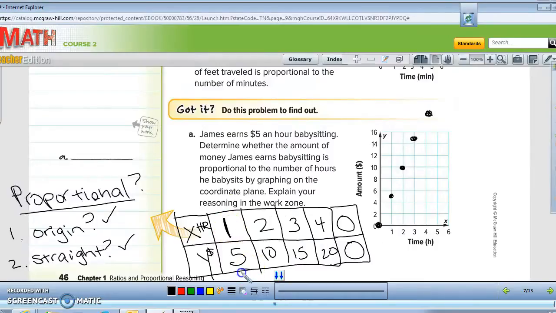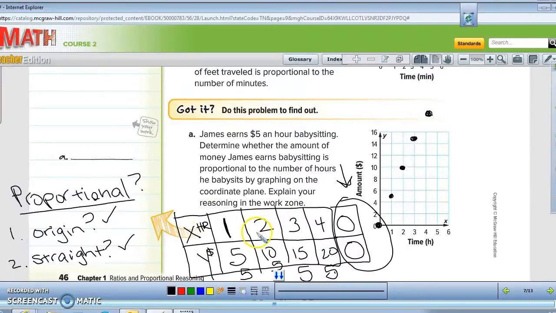If you're not sure if it's straight, look at your points. 5 divided by 1 is 5. 10 divided by 2, 5. 15 divided by 3, 5. 20 divided by 4, 5. Now notice this isn't going to equal 5. But we don't count it because it's necessary for the origin to be on the graph. So remember, that's one of the things it has to do. It has to have the point 0, 0. So this one doesn't count when you're finding your equivalent ratios or your unit rate.